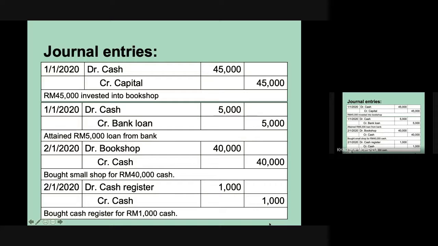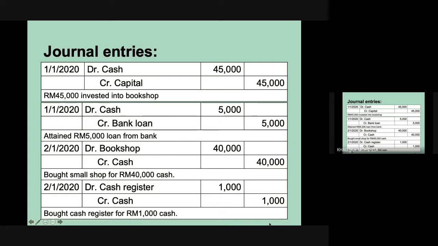Similarly, when you receive cash from the bank loan, right? So when you receive cash, cash increases, so you're going to debit. But now bank loan is a liability. Before this, you don't have any bank loan, so it's zero. But now you have a 5,000 liability, so the liability now increases from 0 to 5,000. So when a liability increases, then you are going to credit the account, right?